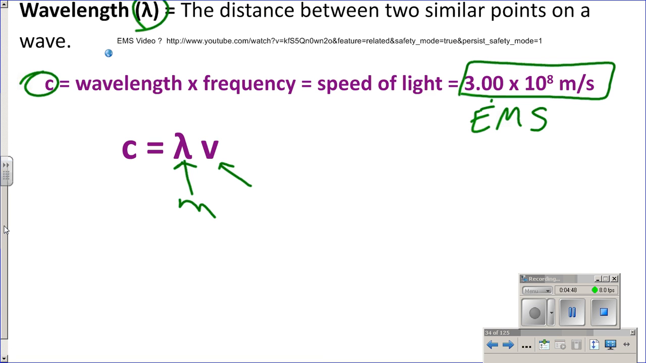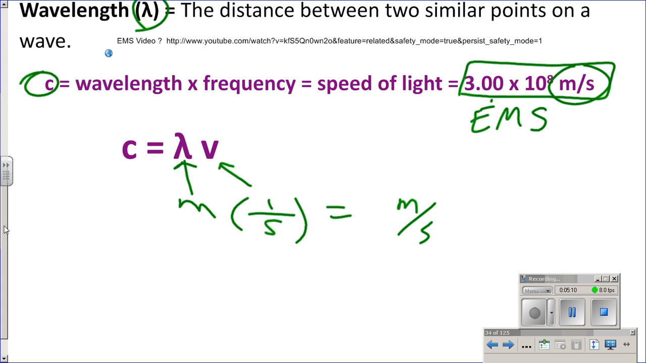Per second. So it's one over seconds, if you'd like. When meters in the numerator and seconds in the denominator come together, they make meters per second. That's why, because they are equal to the constant, the speed of light constant, which is measured in meters per second.